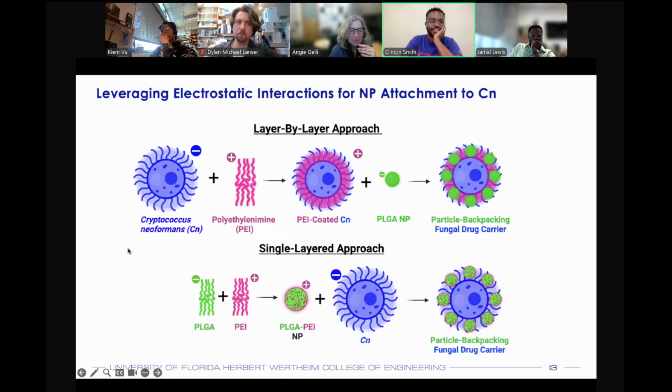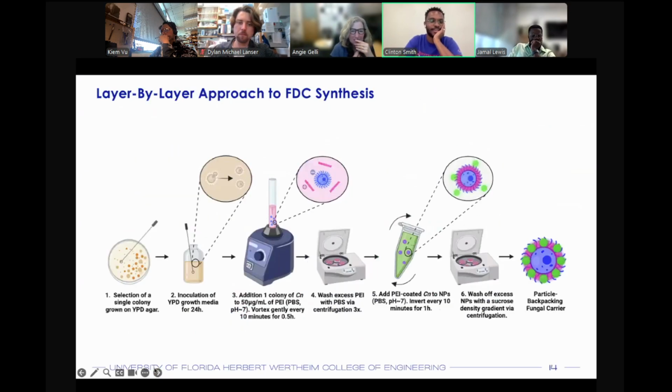I take a colony and grow it overnight. I literally just mix the cell solution with a solution of PEI, wash away the excess, and then do a second layer assembly with the nanoparticles.